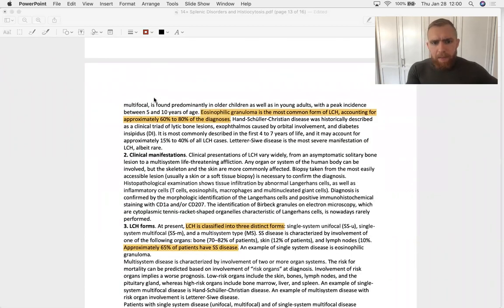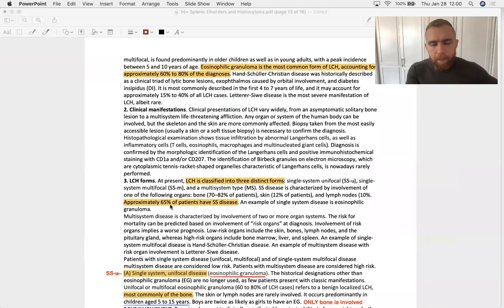Now let's talk about the subtypes. It's made a little bit more confusing because we had one way of talking about them, but now we have a different way. What I mean by that is we used to call these things eosinophilic granuloma, Hand-Schüller-Christian disease, Letterer-Siwe disease. But now we call it single system unifocal, single system multifocal, multisystem. So there's a little bit of a transition to a new terminology, kind of like GPA, granulomatosis with polyangiitis. Remember that used to be called Wegener's, but now it's called GPA. Okay, so we've seen this before.